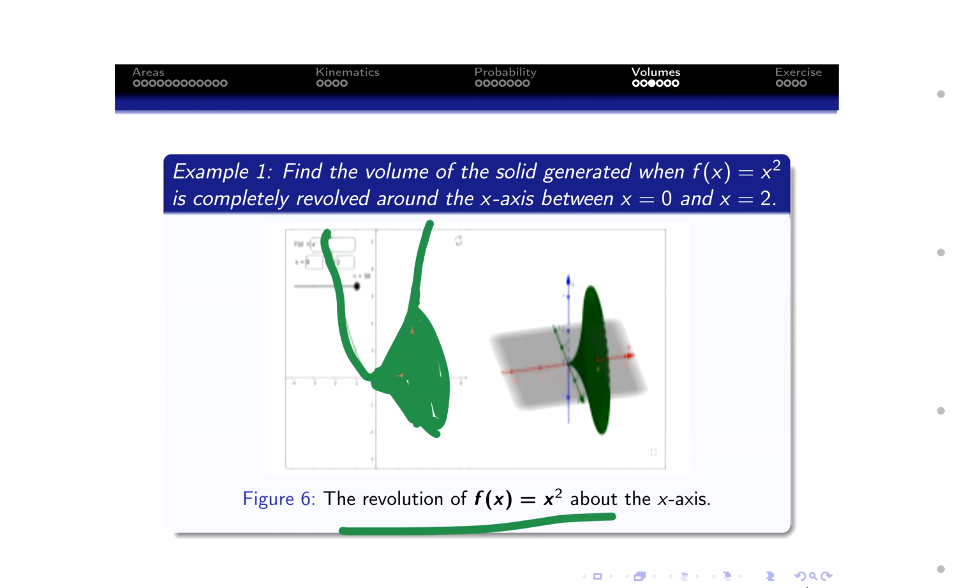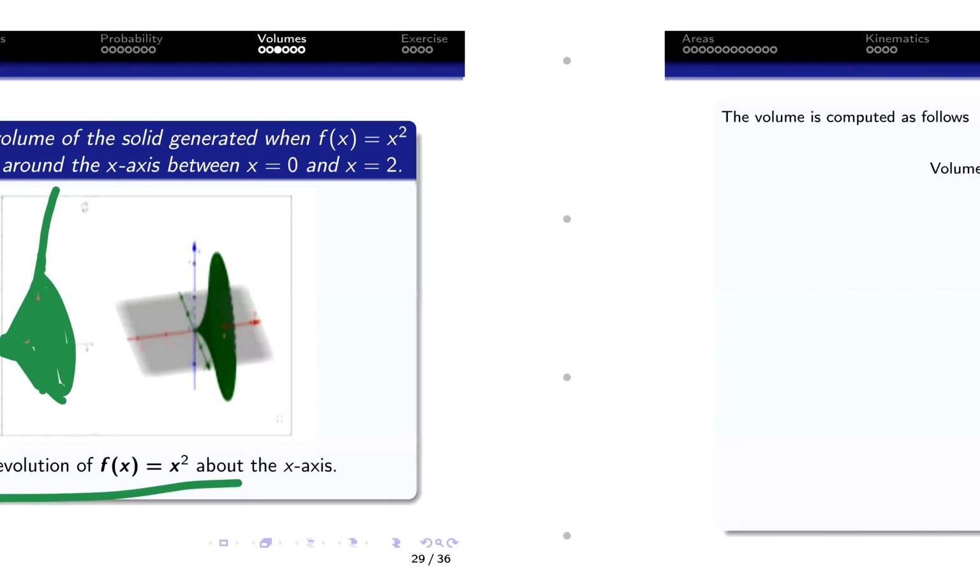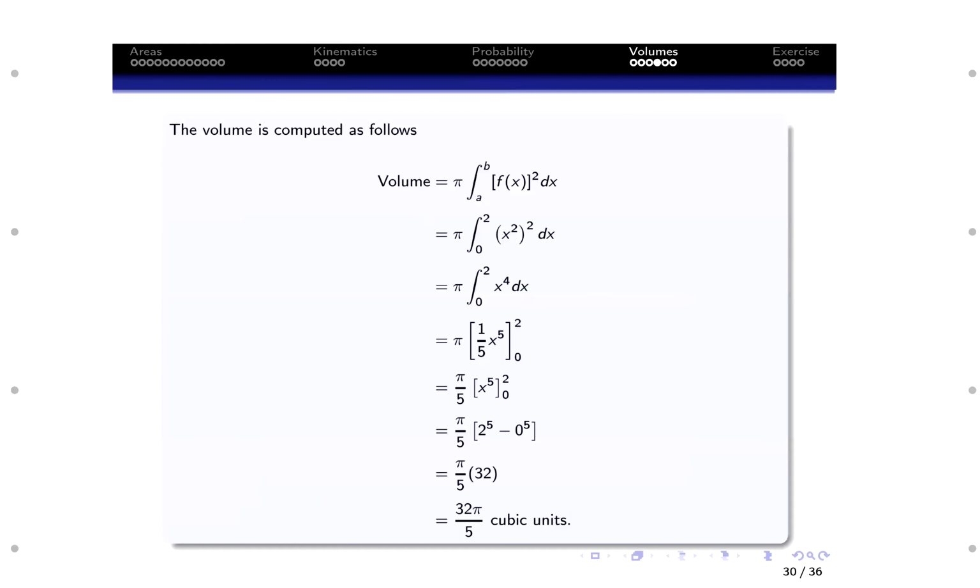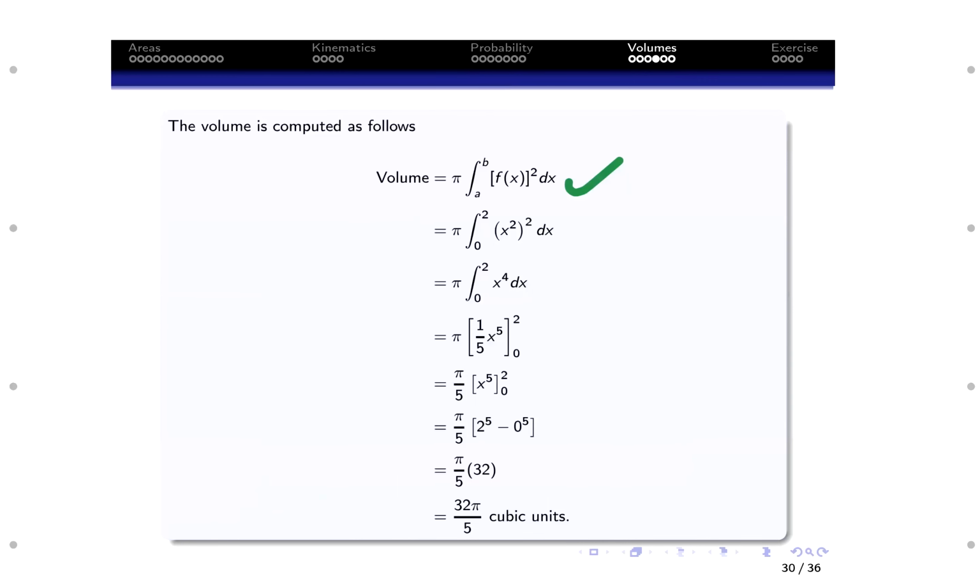So let's see how that works. Just apply the formula, right? The volume is computed as follows. Volume is pi integral from a to b of f of x squared dx. So here our f of x is x squared. So you square that again, from 0 to 2, which has been specified for us. So you have x squared raised to power 2, which is x raised to power 4. So that's the integral from 0 to 2 of x to the 4 dx. Of course, pi is outside.